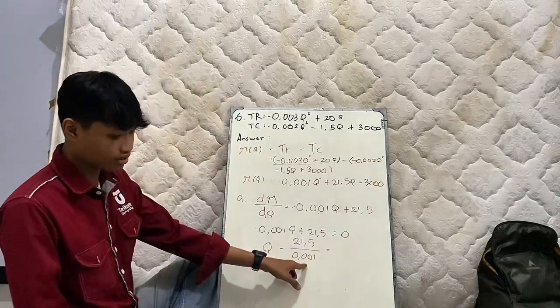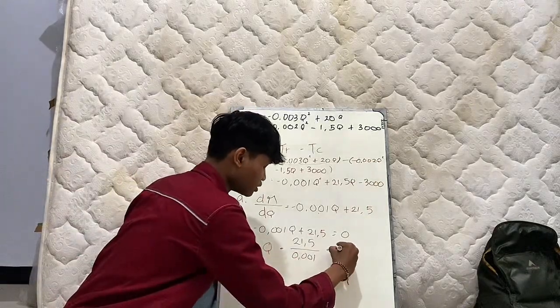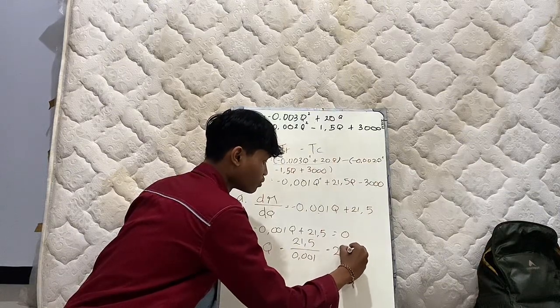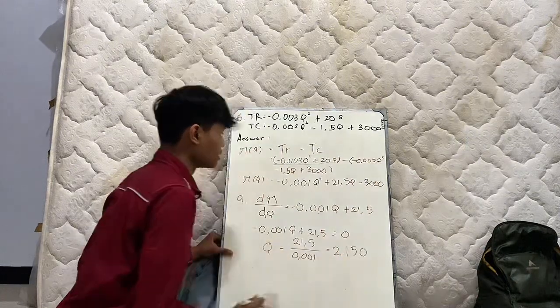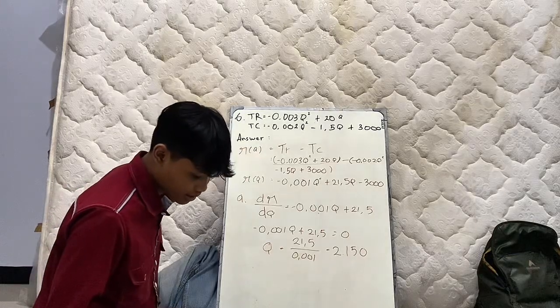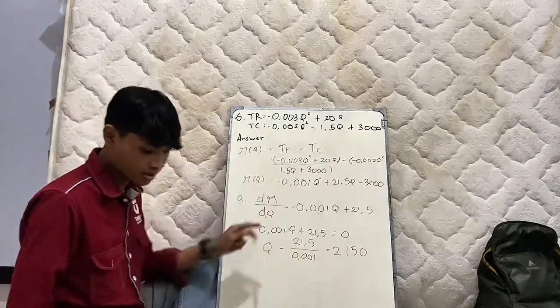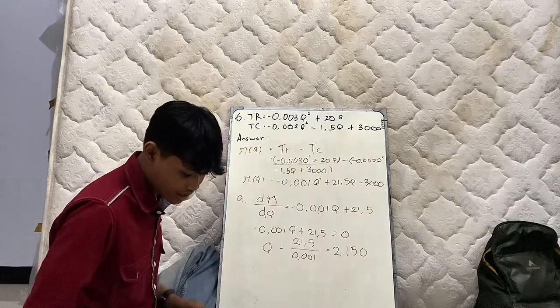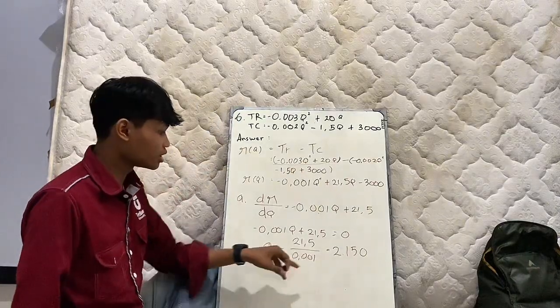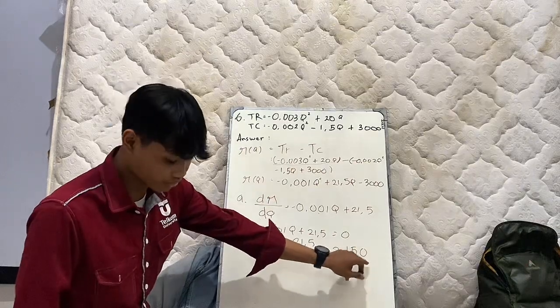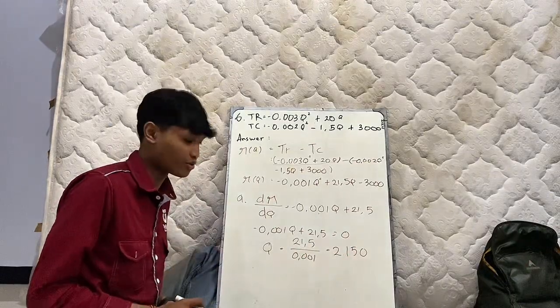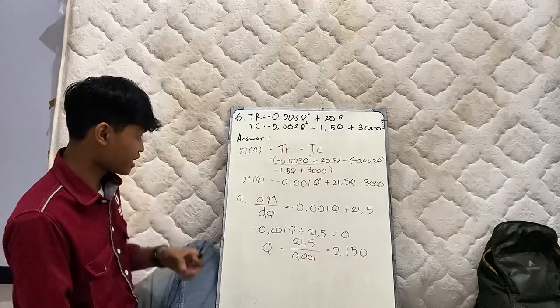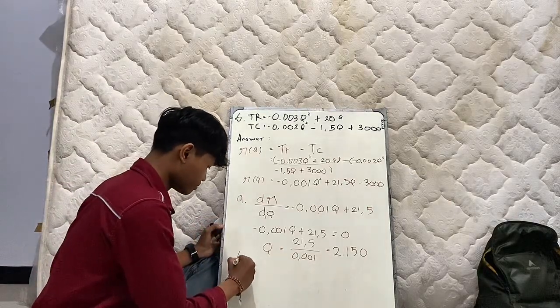So the answer of this is 2150. So this is not 2000, it's the profit maximizing. The firm should produce 2150 shirts to maximize the profit.